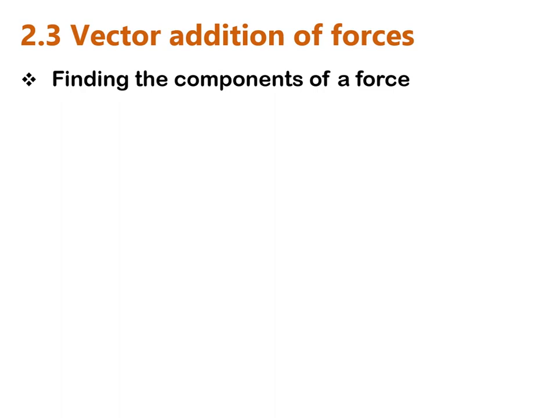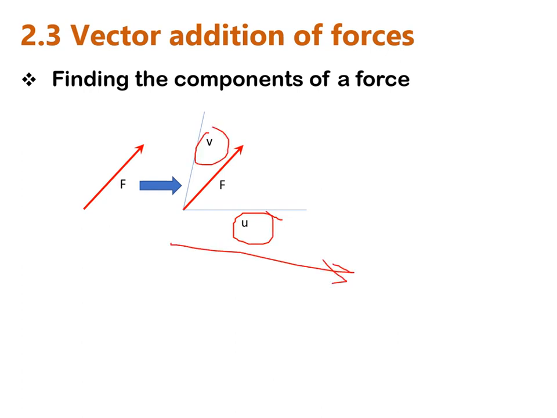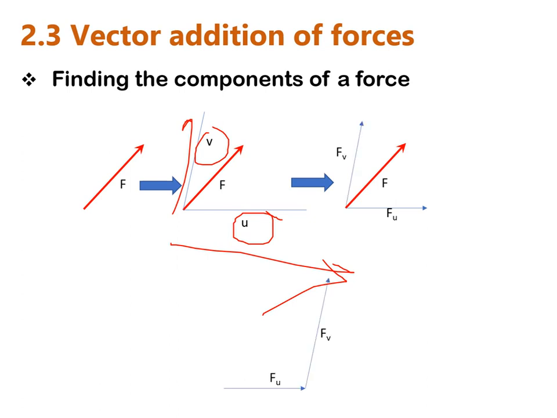Now let's see how to find the components of forces. I have a force F acting, and I have two axes, which I'll call U and V. I want to resolve this force in the U direction and also in the V direction. So how do we do that? I take the force F and the axes U and V, and let's take FU and FV such that the resultant will be in the direction of our F.